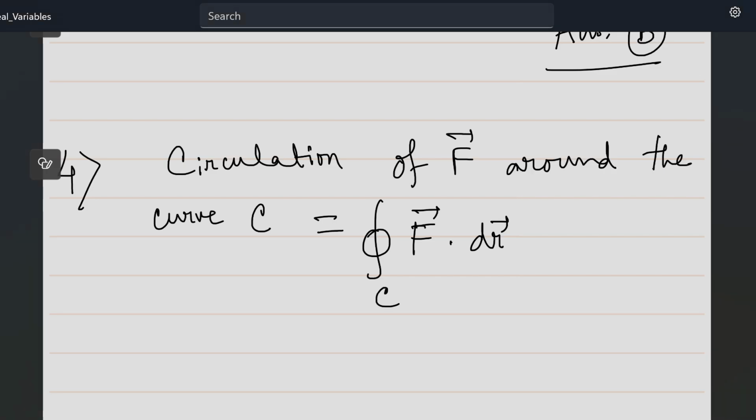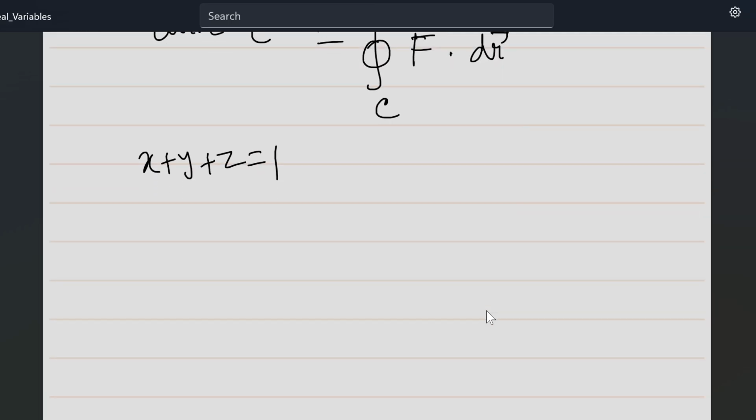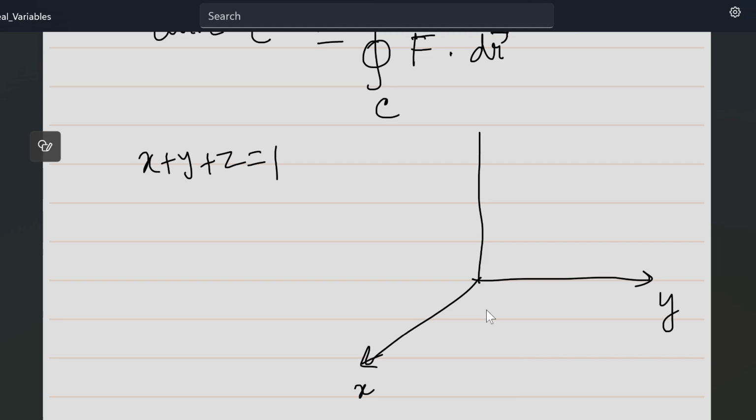So what is this plane equation? It is x plus y plus z equal to 1. Do you know how the graph looks like? Any idea? So it will have three vertices at 1, 0, 0; 0, 1, 0; and 0, 0, 1. Yes, so it looks like this. Correct.